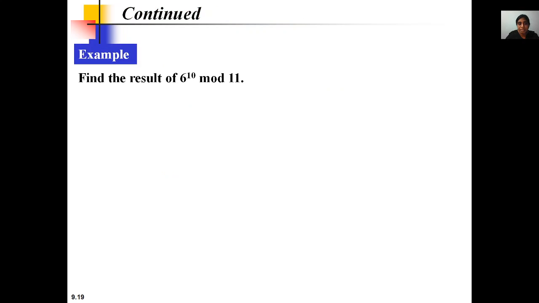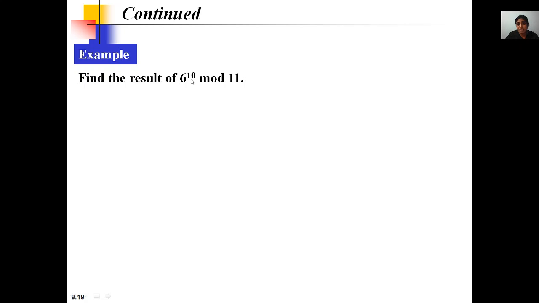Let us see an example related to Fermat's little theorem. Here we are given 6 power 10 mod 11. When you write 6 power 10 mod 11, you can observe that whenever you find the a and p values, the GCD value should always be equal to 1. So what is the GCD value of 6 and 11? It is equal to 1. So obviously these are relatively prime, and you need to find the exponential. This exponent is less than the value of the prime.